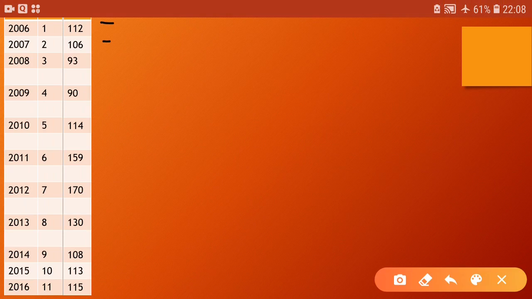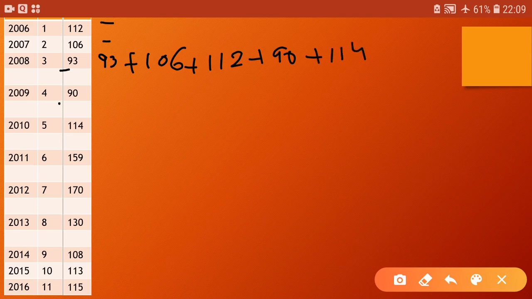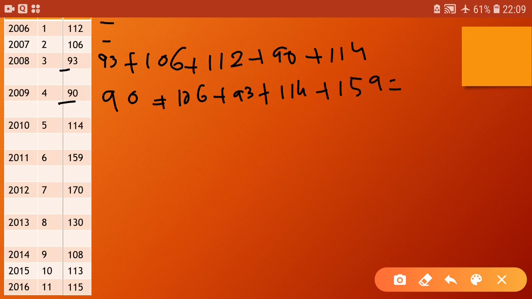After that you have to take 93 plus 106 plus 112. So what I am doing, I am taking 1 year itself, 93, 2 up 106, 112 and 2 down, 90 plus 114. Okay, in next year what I will do, I will take 90, then 2 up 106 plus 93, then 2 down 114 plus 159. Yes, it will be like this.